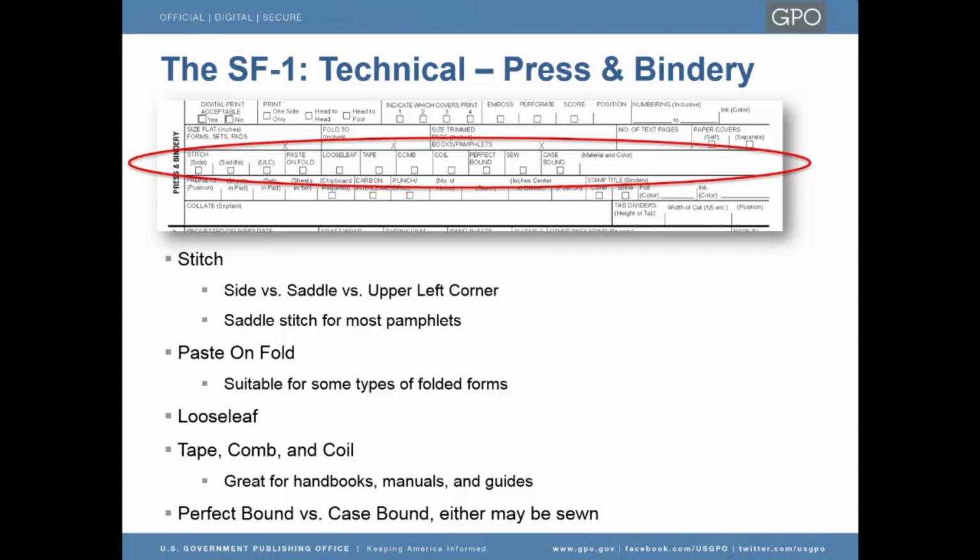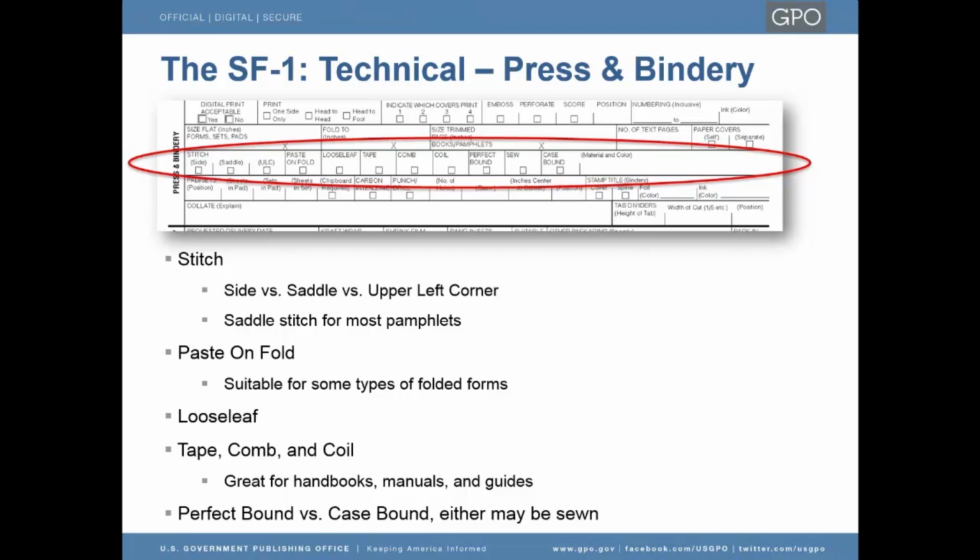If the agency would like GPO to make this determination, mark both saddle stitch and paste-on fold fields with opt for optional. If your end product will be loose leaf sheets, such as binder material, select this option and the sheets will be trimmed but not bound together in any way.